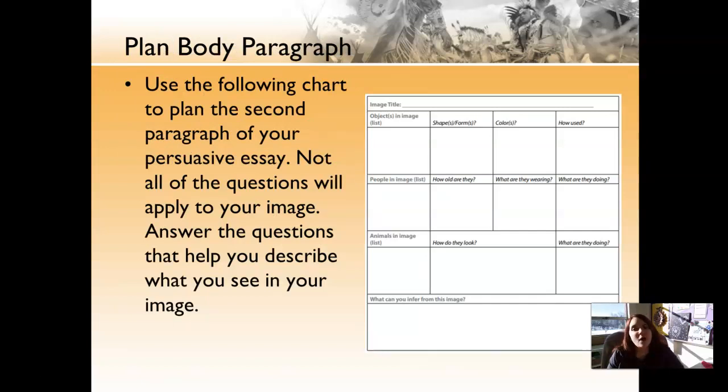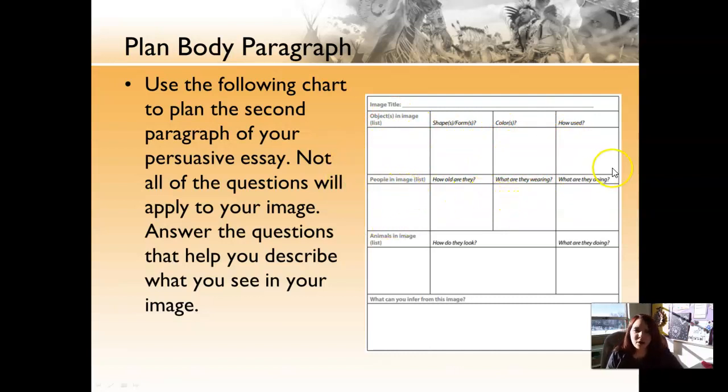So you're going to use the following chart to plan your second paragraph. Not all the questions will apply to your image, of course, so you're going to answer the questions that help you describe what you see in your image. So objects are, what is in the image? What shapes are there? What colors do you see? How were things used? Are there any people in your picture?